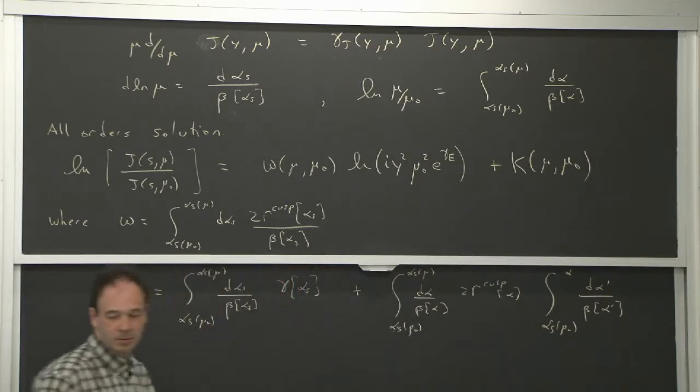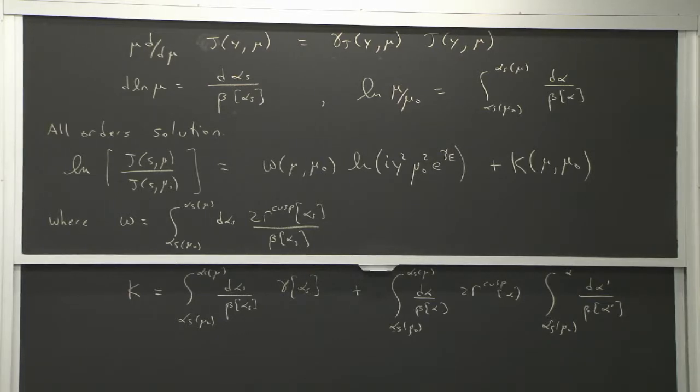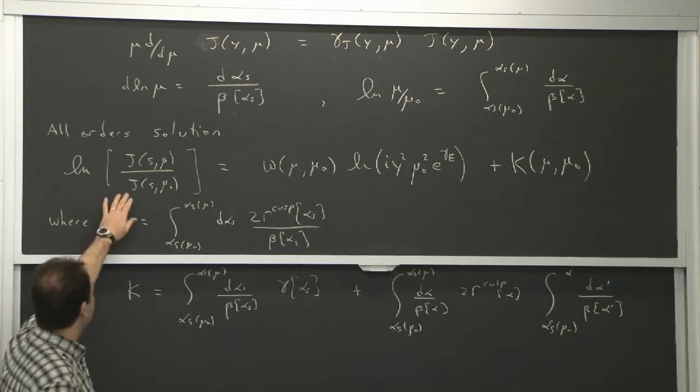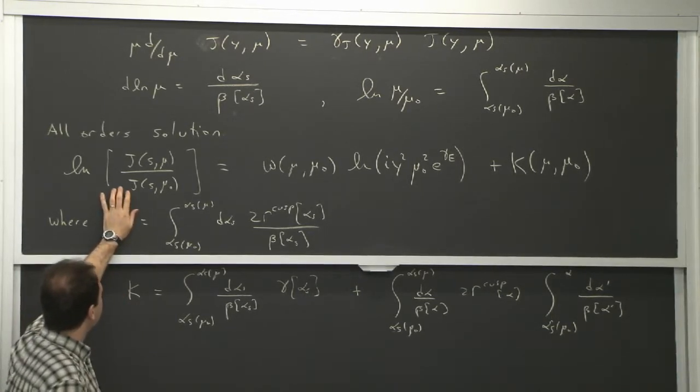So we saw something similar when we were talking about the running of the Wilson coefficient of the C, because it also had this kind of form with just a logarithm and a constant term. And it's a similar thing here. So this is an all-order solution for the running of the jet function.